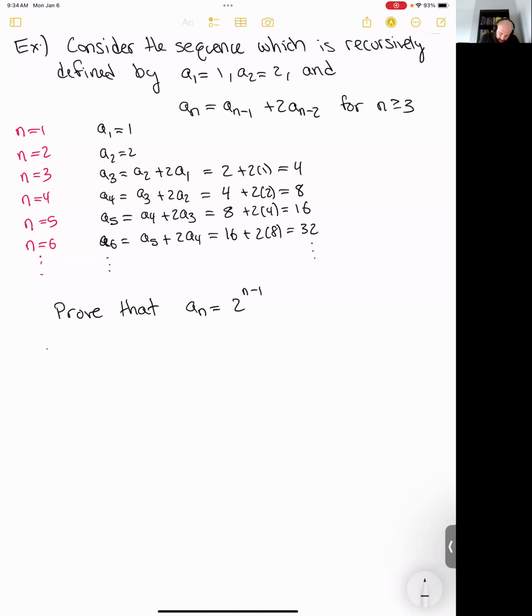So here we go, proof. We're going to prove the closed formula: although the sequence was originally defined recursively, it turns out a sub n is just 2 to the n minus 1, where we don't have to do any recursion. So again, we tell the reader we will proceed by strong induction.